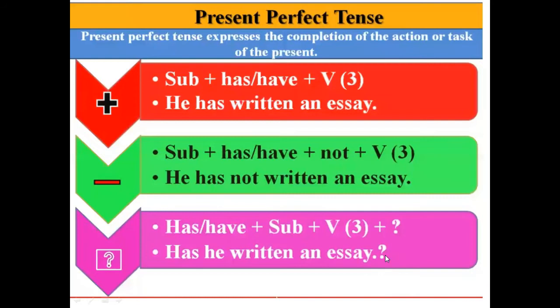Okay, so we followed the same structure as I told you a little while ago. Has he written an essay? Has is a helping verb. That's why we use at the start of a sentence because we are going to make the interrogative sentence. Then he is a subject, written is a third form of the verb, and an essay is the object.